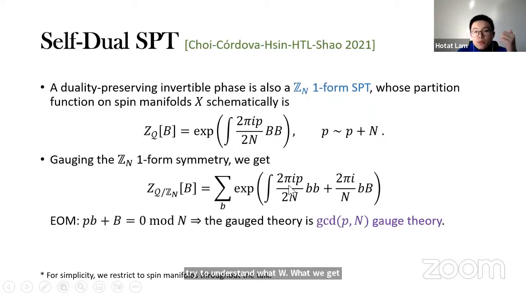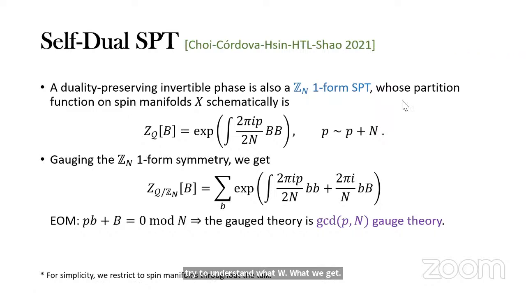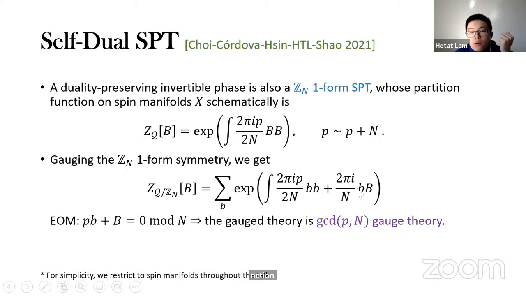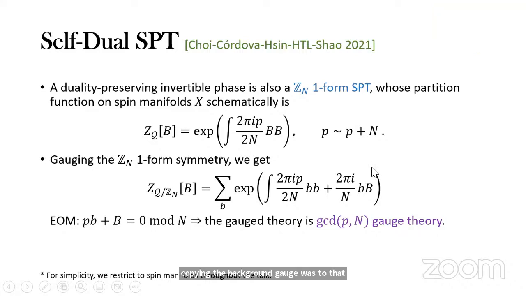So a quick way to see what the... quick question. Is the reason that you have the second term such that when you integrate out little b, you regain the first partition function? Correct. One way to think about this coupling is, after gauging you have a dual Zn symmetry, and the dual Zn symmetry is generated by the Wilson surface of little b, and this coupling just tells you that I'm coupling the background gauge fields to that dual Zn Wilson symmetry. Okay, thank you. Okay, good.